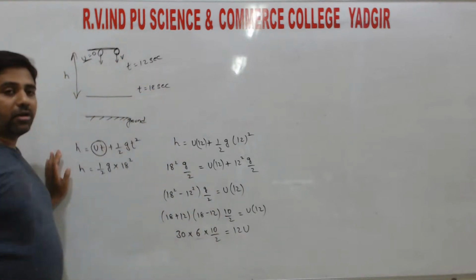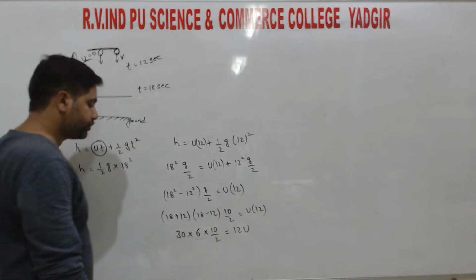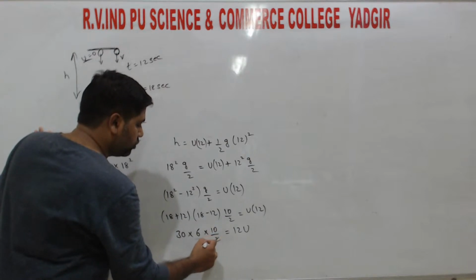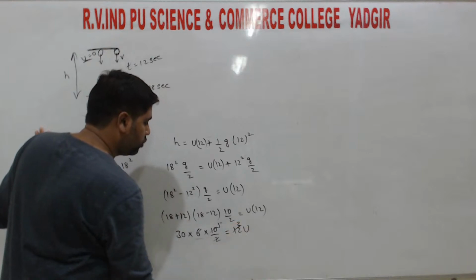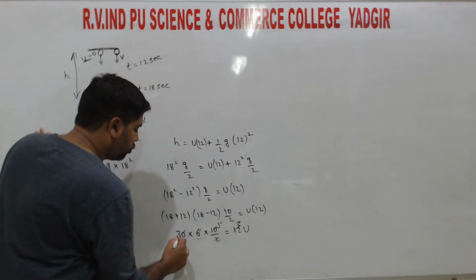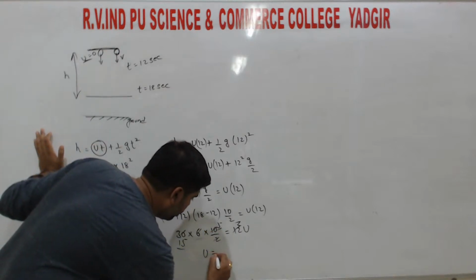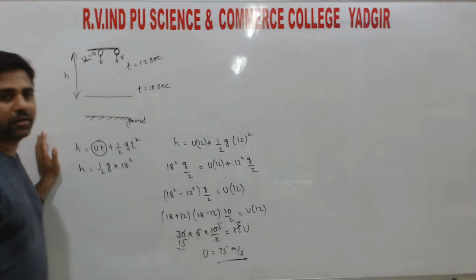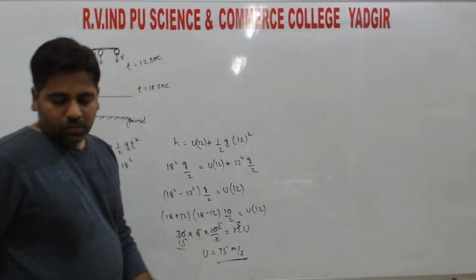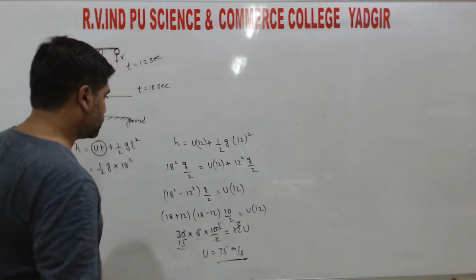So we need to find the velocity v, right? 2 5s are 10, so 6 2s are 12, right? So 2 15s are 30, so 15 into 5, that is u equals 75 meter per second, right? So option is option A.